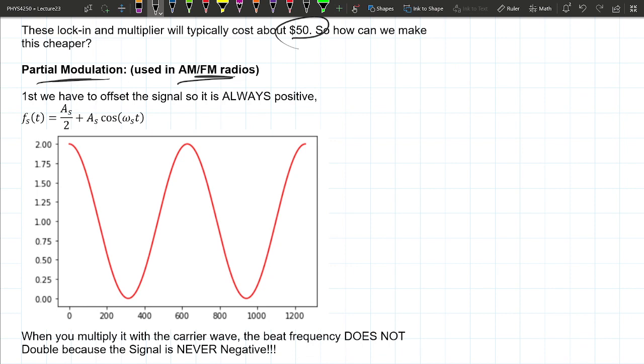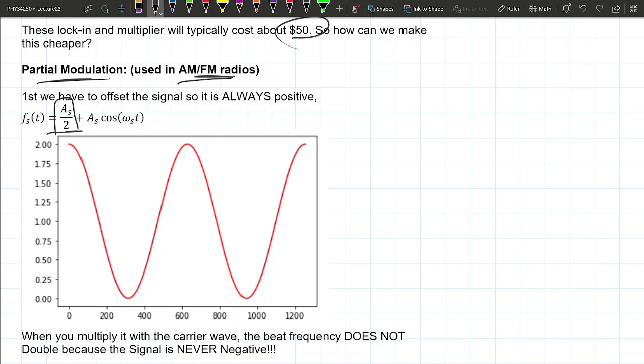Okay, the advantage of partial modulation is that you do not need a lock-in on the receiver, and you also don't need a multiplier on your receiver. Okay, so you can actually make a receiver at a cost of about $1. Okay, which is the reason why they do this. So in order to do partial modulation, what you need to do is set an offset of your signal.